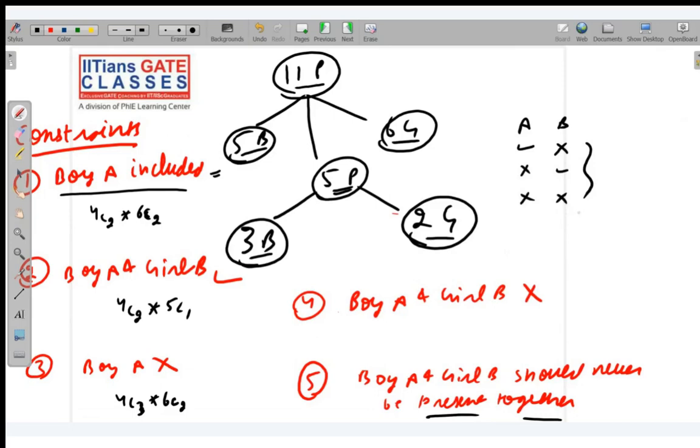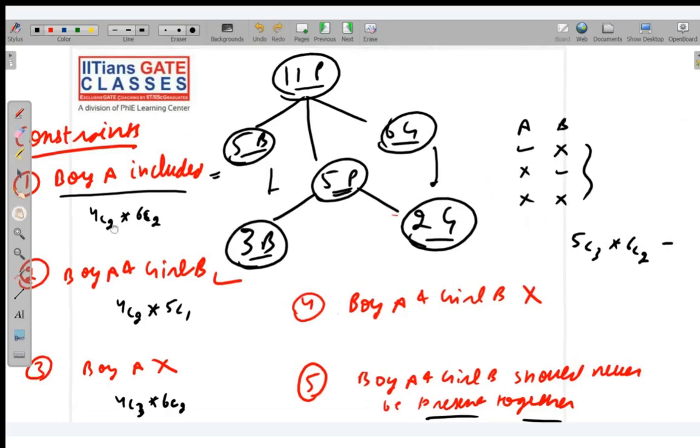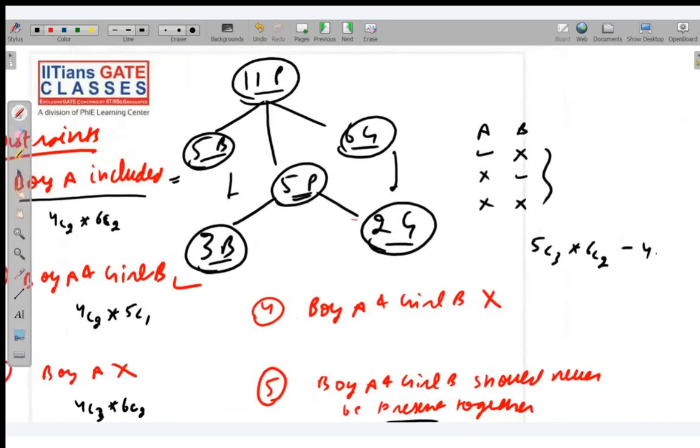Another better way is the complementary method. We will pick the entire thing. 5C3 into 6C2 is the universal set: from 5 boys you pick 3 boys, and from 6 girls you pick 2 girls. From that I will subtract the case when both are present. When both are present, we take 4C2 multiplied by 5C1. I think you have got it. So this is my final answer for question number 5.